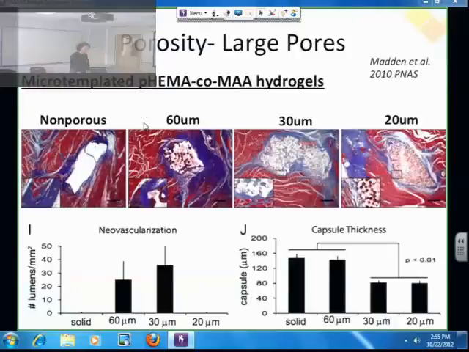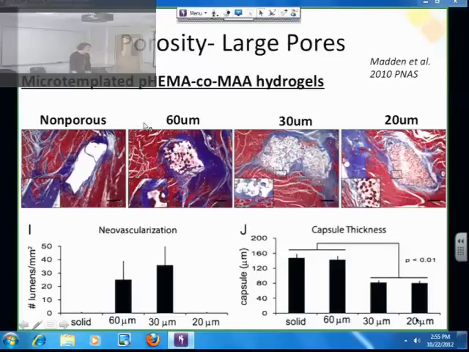It's also been examined for large pores. So this is with non-porous P-HEMA-based hydrogels that were microtemplated so that they can have channels and also larger pores. So 60 microns, 30 microns, and 20 microns. And this was a really cool study because what they found, I think after 6 weeks or something of subcutaneous implantation, if you look at the graph of the capsule thickness, is that 30 microns and 20 microns have much thinner fibrous capsules than, first of all, a non-porous hydrogel, or 60 micron pores.